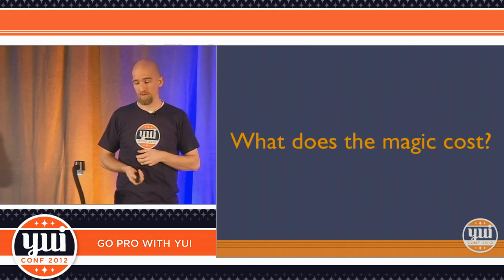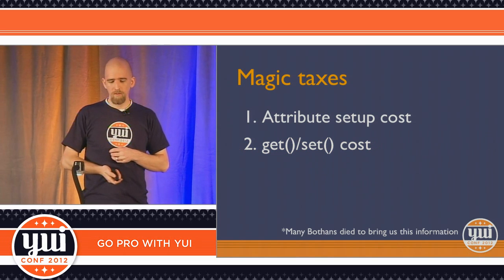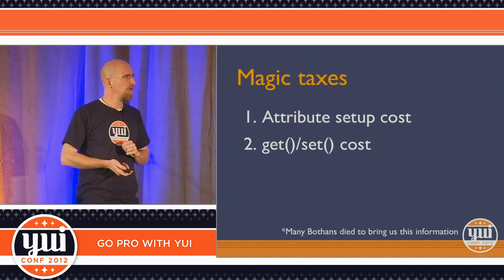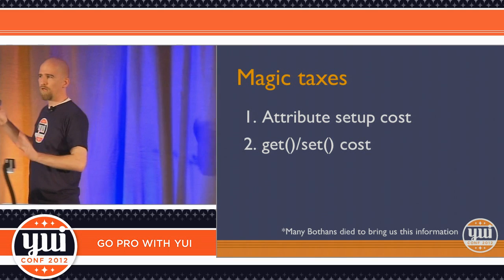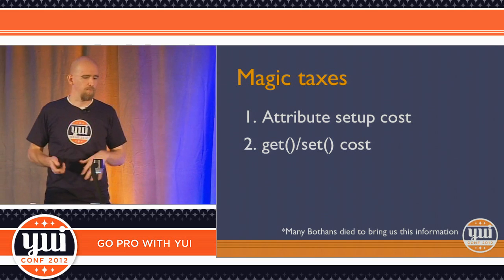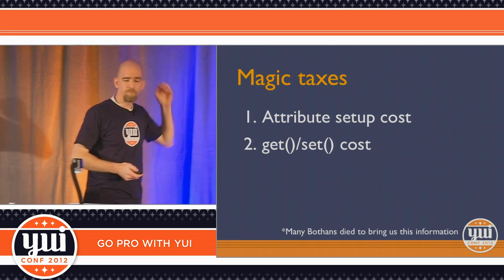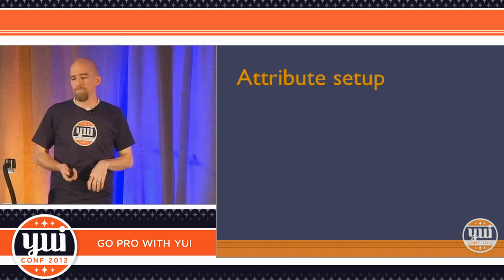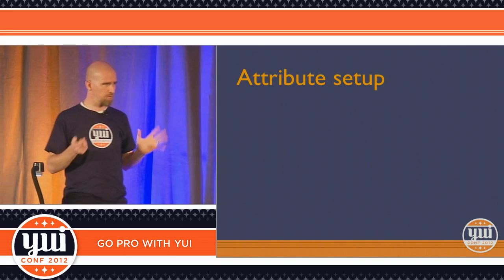So let's talk about what the costs are. It breaks down into two primary categories, which is that class creation time and then the use of the API, the get and set costs. And the research on this was kind of painful. All right. So stepping through the attribute setup.